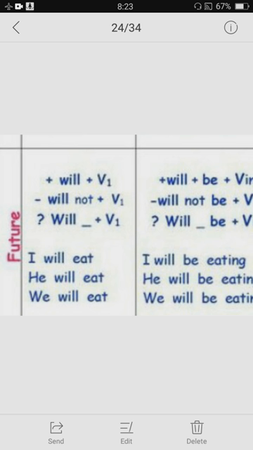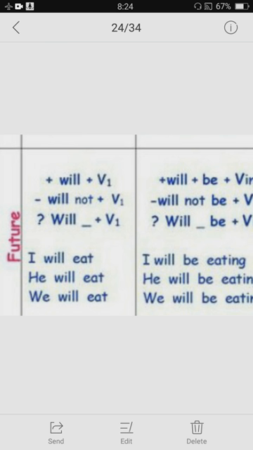In simple future, we use simply the verb will or shall with the first form of verb. So the structure of the sentence is subject plus will or shall plus verb in first form, like I will eat or he will eat or we will eat. Well, shall is not used here, but you must know the grammatical rule.